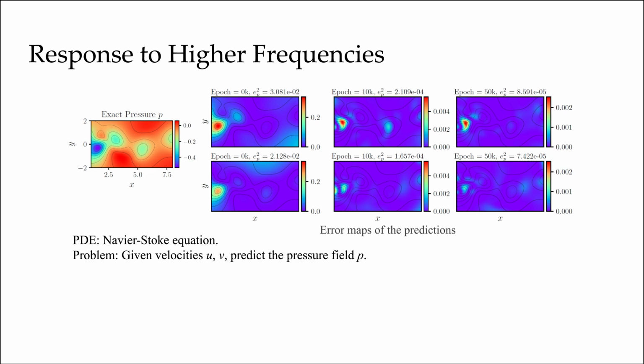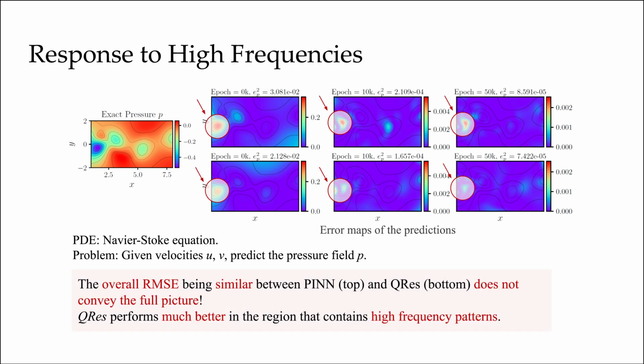In order to better understand the advantages of the QRES exhibited in our experiments, we plot error maps of each model's predictions with respect to the ground truth. We select one of the most difficult tasks in our experiment, where the model is expected to predict the 2D pressure field given the flow velocities in the x and y directions using the Navier-Stokes equations. We can see that most errors came from the area where the pressure changes rapidly, which contains more high-frequency information. For the rest of the field, the 2 models performed similarly.